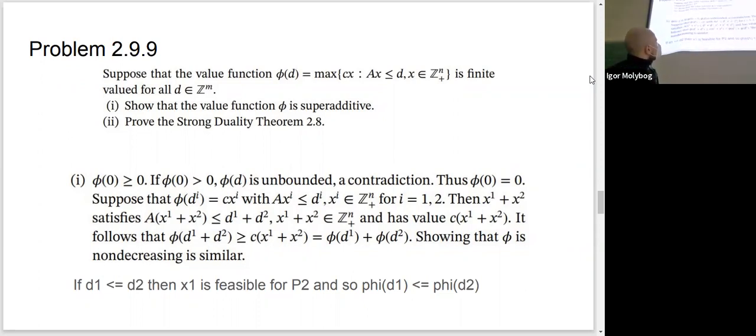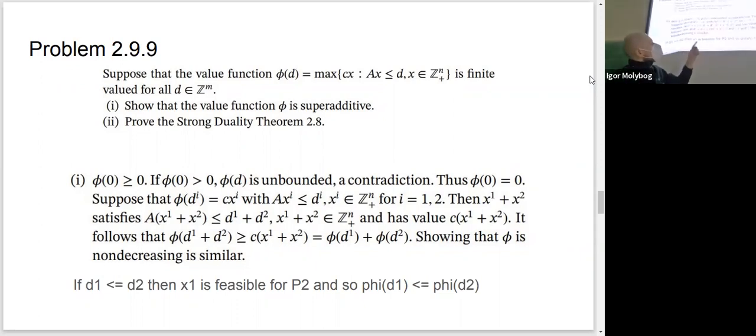We can consider x1 plus x2. If we just add together these two inequalities, we will get that A times (x1 plus x2) is less than or equal to d1 plus d2, and x1 plus x2 is in fact also an integral point. Therefore, x1 plus x2 is going to be a feasible solution for a problem where the right-hand side is d1 plus d2.